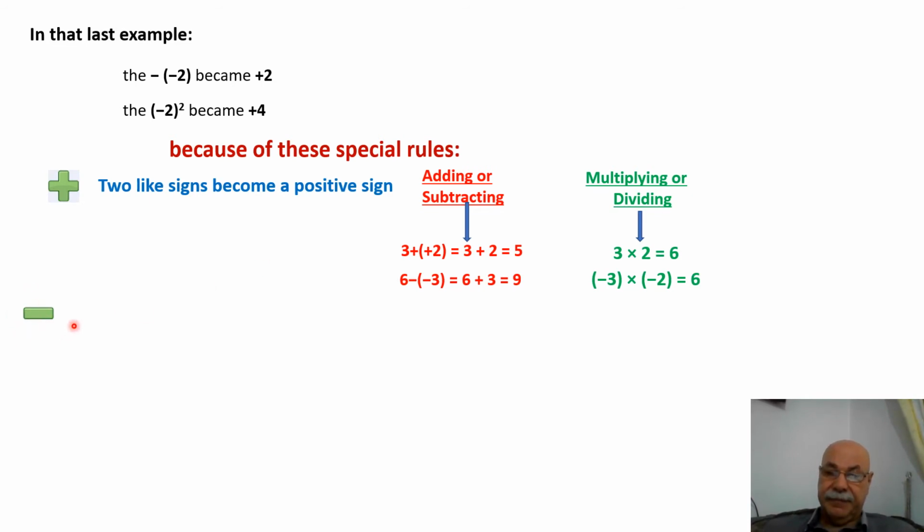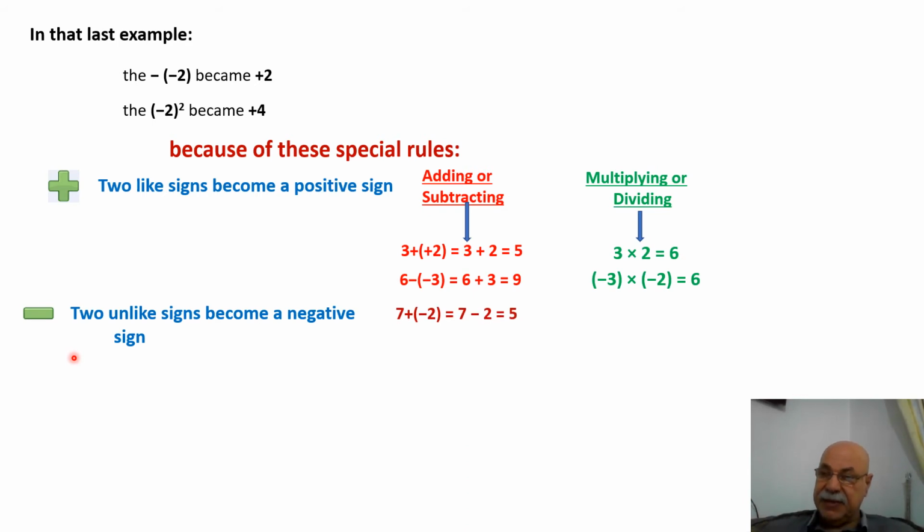In negative, the second rule: when unlike signs become a negative sign. The negative sign stays here, and the same in adding and subtracting. We get 7 plus minus 2 equals 7, sorry, 7 plus with minus 2 becomes 5. Do you know how this 5 comes? This sign, how does it come? Because plus with minus becomes minus. 7 minus 2 becomes 5.